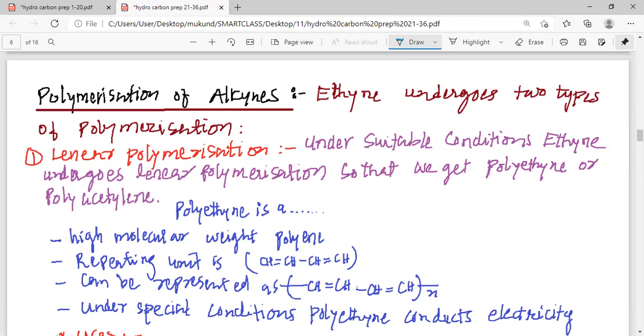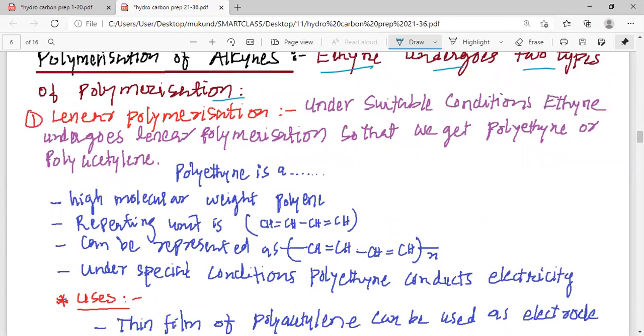alkynes, my dear students. Now we want to study about the polymerization of alkynes. So my dear students, ethyne undergoes two types of polymerization. Please remember that ethyne undergoes two types of polymerization. One is the linear polymerization. Under suitable conditions, ethyne undergoes the linear polymerization so that we get polyacetylene.